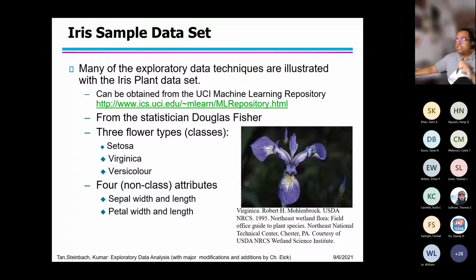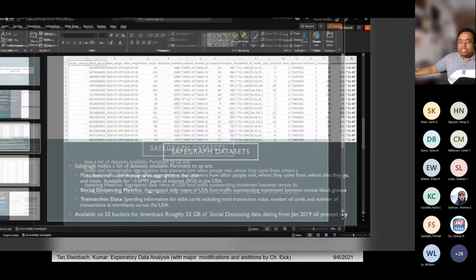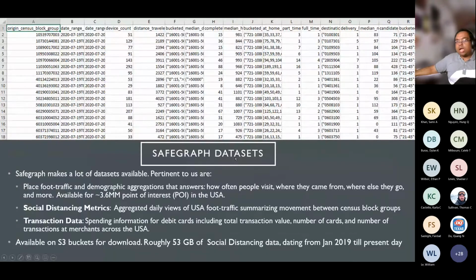Okay, yeah, data sets. The iris sample data set is a very clean, very nice data set, but I want to show you what a data set would look like in the real world. So let me show you something. This is a data set that I work with. It's from a company called SafeGraph.